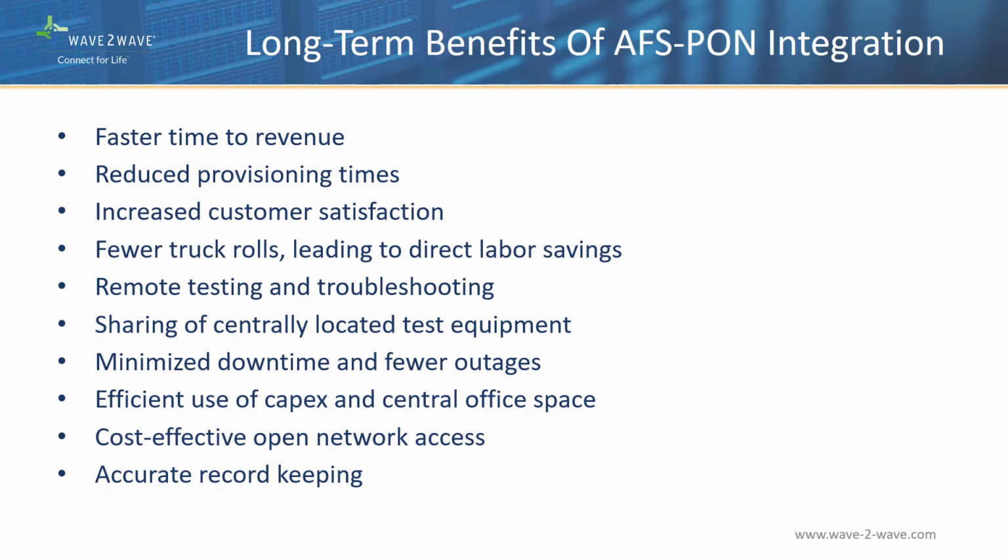Additional benefits of automated fiber switching as an integral PON ecosystem component include faster time to revenue via reduced provisioning times, increased customer satisfaction since service turn-up delays are minimized, fewer truck rolls leading to direct labor savings, sharing of centrally located test equipment such as OTDRs, and as noted earlier, efficient use of central office space and power utilization. AFS also significantly reduce other equipment capital expense needs while reducing operating expenses, delivering a return on investment in less than 2 years. Next slide, please.